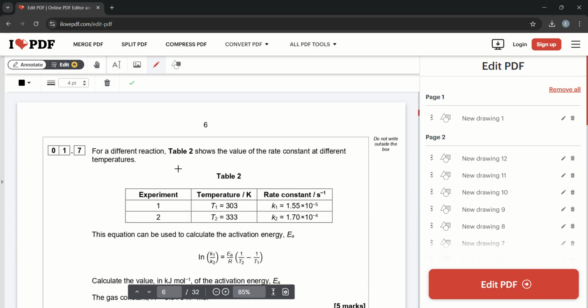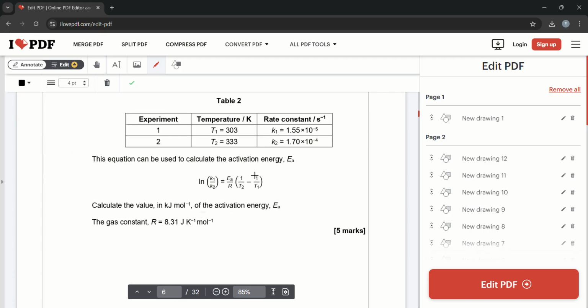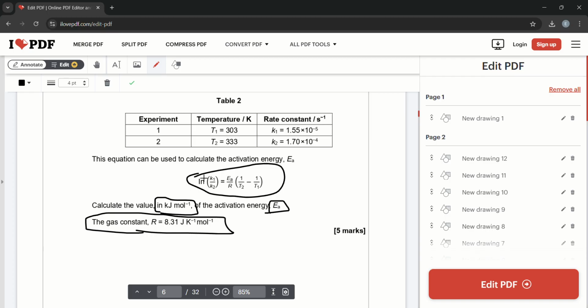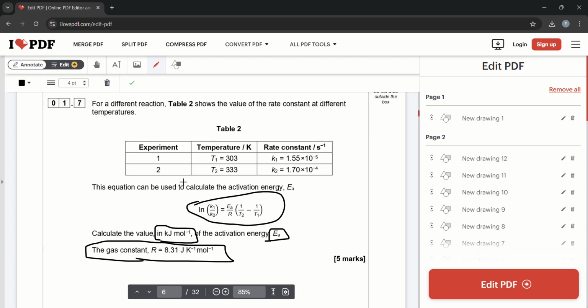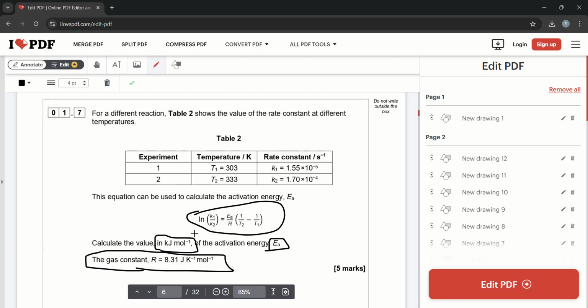And then question 1.7, for a different reaction, table 2 shows the value of the rate constant at different temperatures. This equation can be used to calculate activation energy EA. Calculate the value in kilojoules per mole to the power minus 1 of the activation energy EA. Gas constant R is 8.31 joules K to the power minus 1 mole to the power minus 1. So first things first, this does not look like a nice equation. I agree. I struggled with it the first time I attempted this question. Very hard. In fact, I didn't even attempt it.